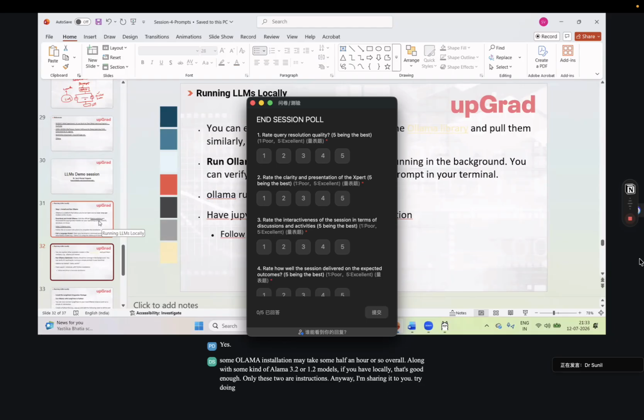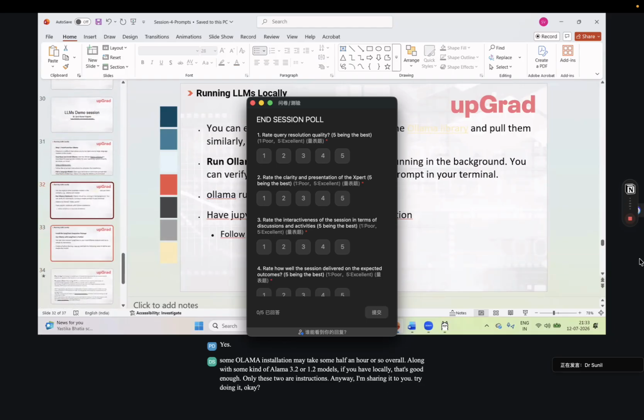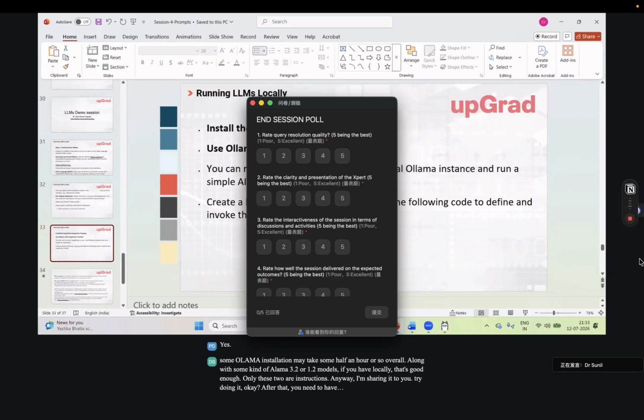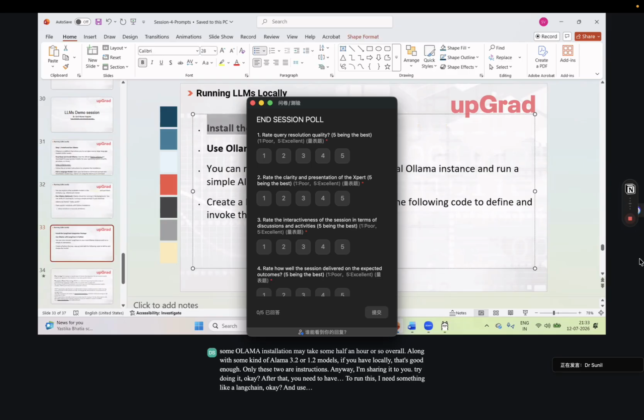Try doing it. After that, you need to run this. I need something like LangChain, and to use Ollama with LangChain in Python. What does that mean? This one I can do within the notebook itself.